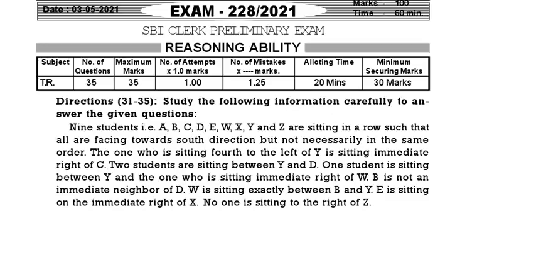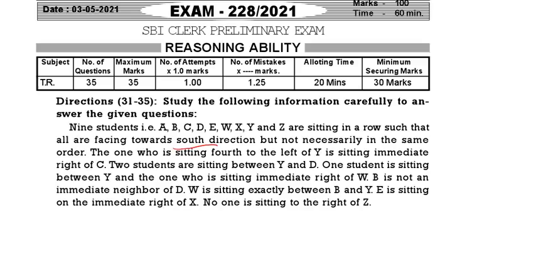9 students A, B, C, D, E, W, X, Y, Z are sitting in a row such that all of them are facing the south direction. This is an important thing. So all of them are facing the south direction, but not necessarily in the same order. The one who is sitting fourth to the left of Y, he is sitting to the immediate right of C.